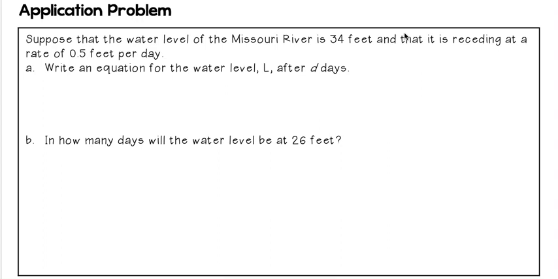Problem says, suppose that the water level of the Missouri River is 34 feet and that it is receding at a rate of 0.5 feet per day. My first part says to write an equation for the water level L after D days.